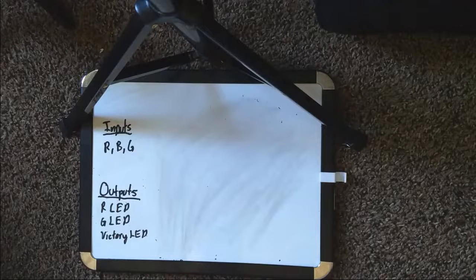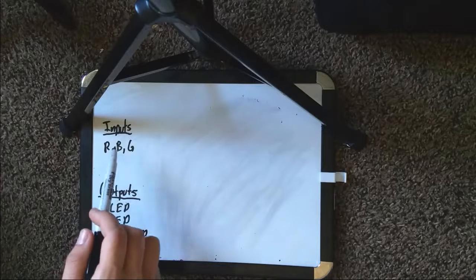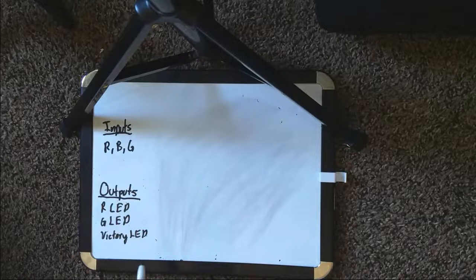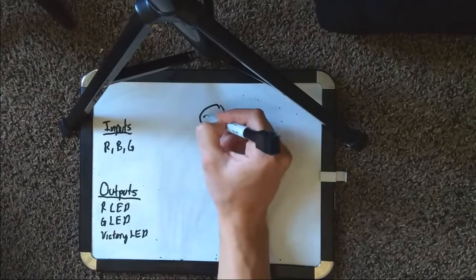Now we get to draw our state machine. The first thing we want to do is define our inputs. As you can see, I already have them written down. We have the red button, the blue button, and the green button. Then we want to define our outputs. For that, we have the red LED, the green LED, and then what I'm calling victory LED. So that's going to be the red and the green flashing. All right, so our first state we're going to call init.